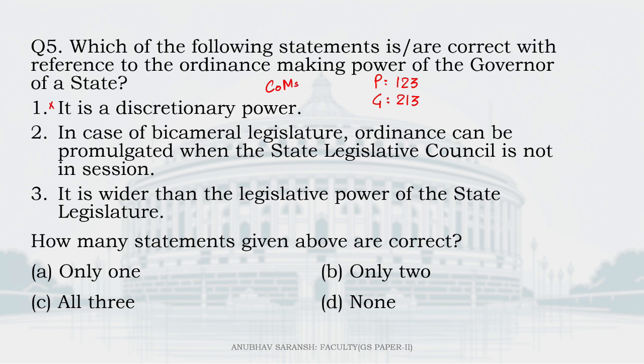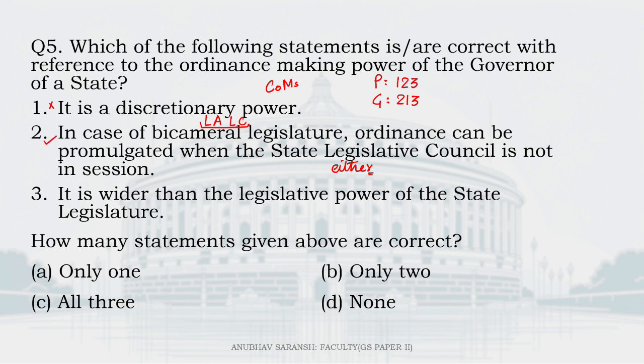Incorrect. In case of a bicameral legislature, bicameral, two houses. So there are certain states which have two houses, assembly and council. How many states? 6 states have two houses. So in case of a bicameral legislature, ordinance can be promulgated when the SLC, the State Legislative Council, is not in session. This is correct. When either house is not in session or both the houses are not in session, the governor can promulgate ordinances.